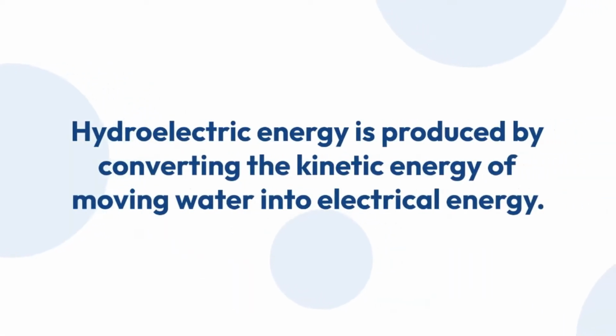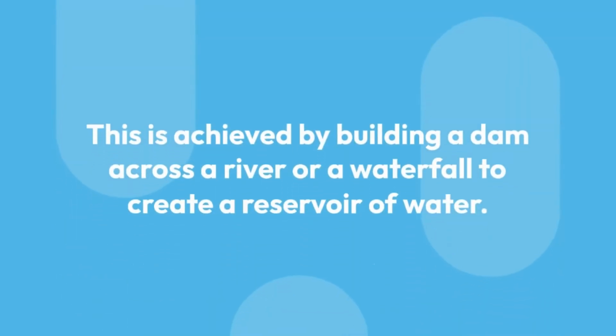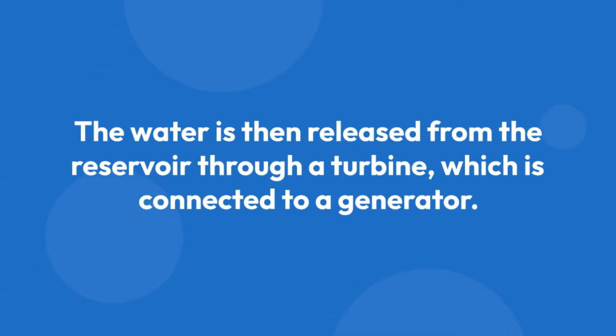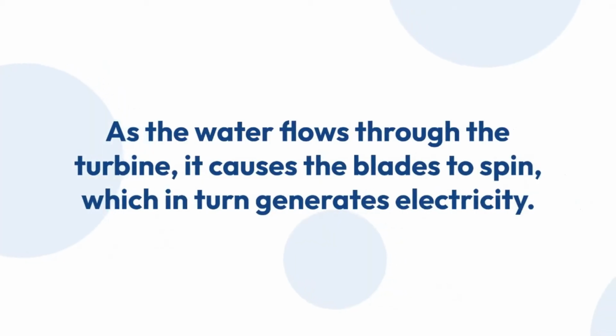Hydroelectric energy is produced by converting the kinetic energy of moving water into electrical energy. This is achieved by building a dam across a river or a waterfall to create a reservoir of water. The water is then released from the reservoir through a turbine, which is connected to a generator. As the water flows through the turbine, it causes the blades to spin, which in turn generates electricity.